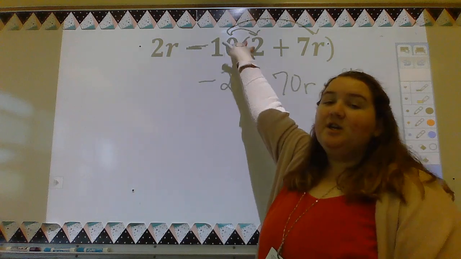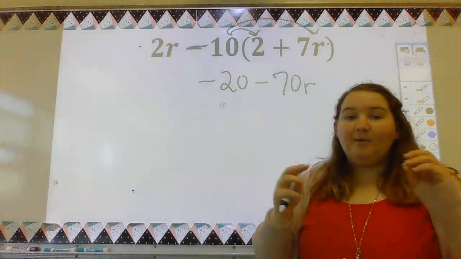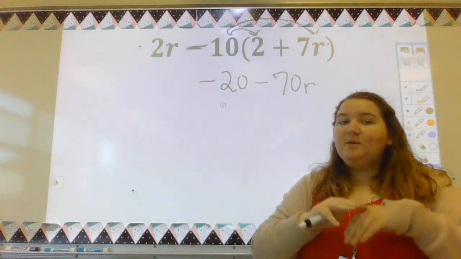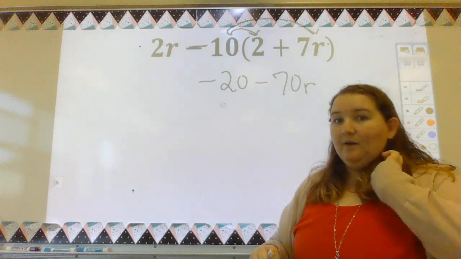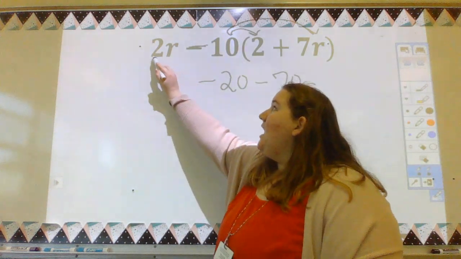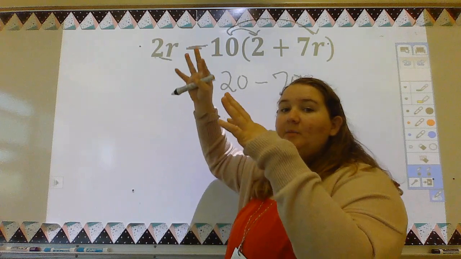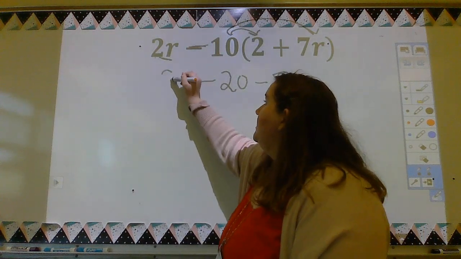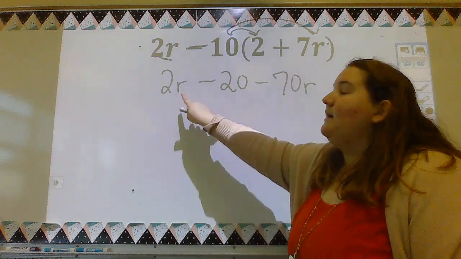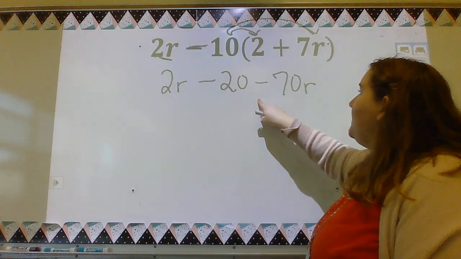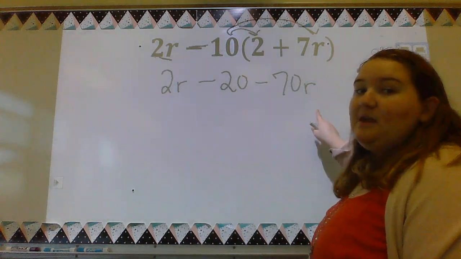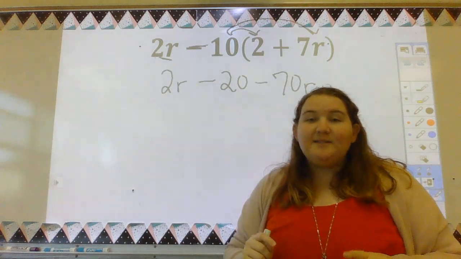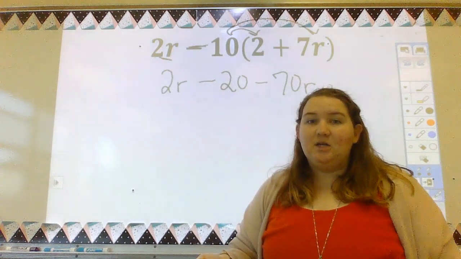Now, notice I took it out of my parentheses. So when I distribute, the parentheses are no longer necessary, okay? Now, notice I did not use 2r yet, so all I'm going to do is bring it down. 2r. So I have 2r minus 20 minus 70r. So that was step 1. Step 2 is now going to be to combine like terms, okay?